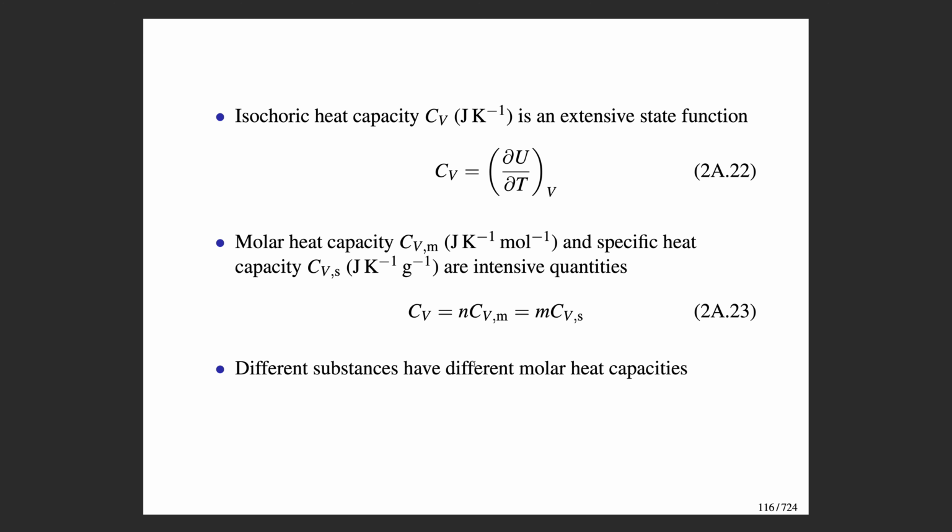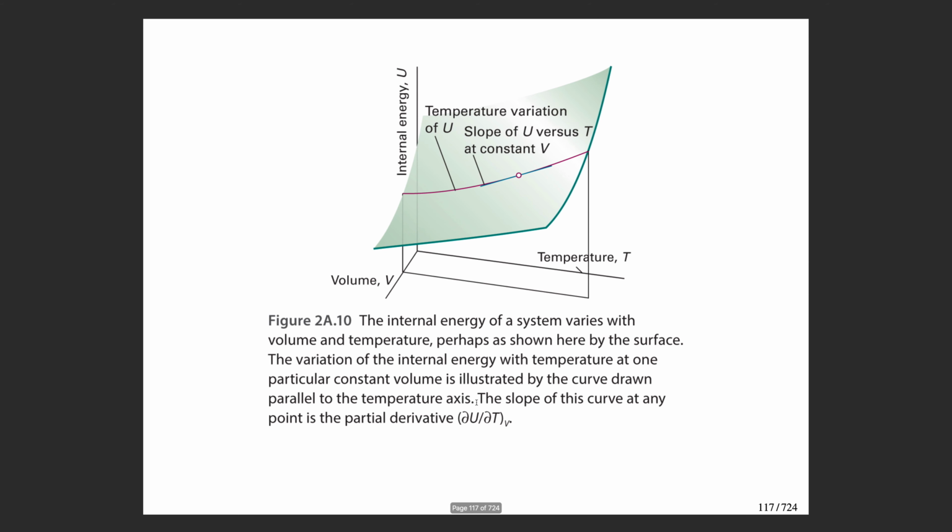Different substances have different molar heat capacities. So heat capacity is the unique property of whatever system you're considering. This slide here illustrates that the internal energy is a function of temperature, but in general it's also a function of volume, for example, right? And so it's showing us that this surface represents the internal energy. Here, if you walk along the temperature axis, that's how the internal energy changes with respect to temperature. You could also walk along the volume axis, and you can see how the internal energy changes with respect to volume.